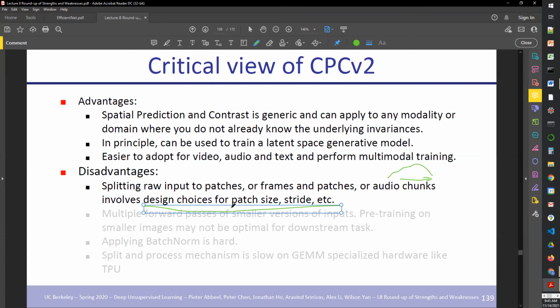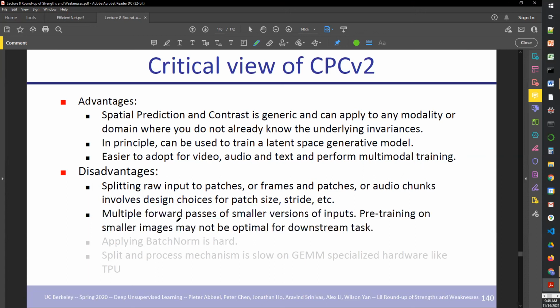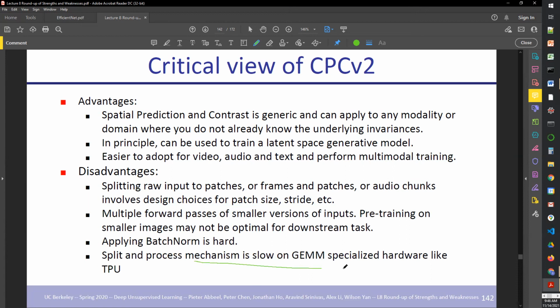Patch sizes and non-overlap, all these kinds of challenges. You need multiple forward passes if you're using smaller images, and then it becomes a challenge to predict on bigger images. Batch norm, when you chunk, is hard. This whole chunking thing, or splitting it into patches, is a big pain in the butt when you want to do everything in parallel for TPU-like hardware. So while conceptually easy, its implementation is hard, with a lot of details you have to deal with because of the way the task is structured, which is a benefit because the same structure can be applied to multiple modes. So that's the plus and minus of CPC-v2.